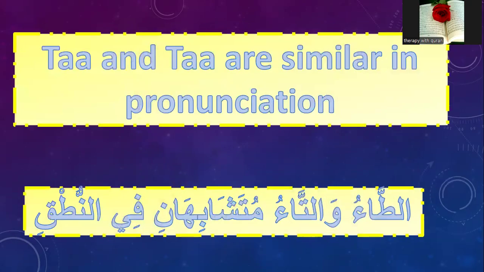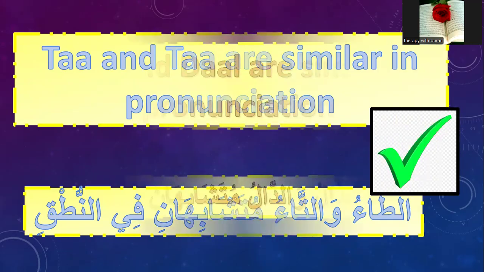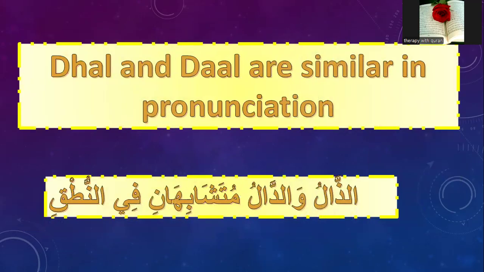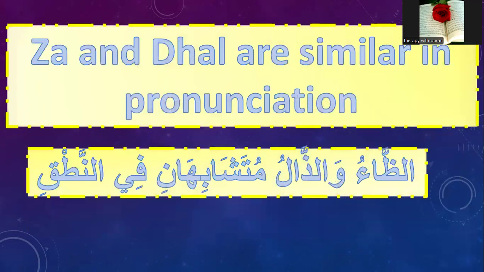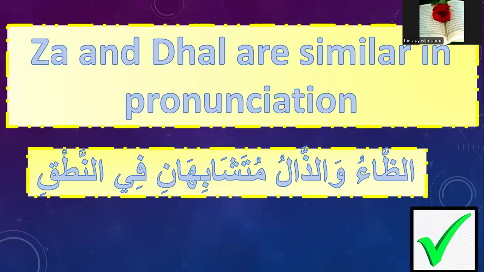Ta and ta are similar in pronunciation. The sound of ta is at. Similar or no? Yes, similar. Ra and da are similar in pronunciation. The sound of da is add. Similar or no? Not similar. It's wrong. Wa and the are similar in pronunciation. The sound of that is add. Similar or no? Yes, it's similar. True.